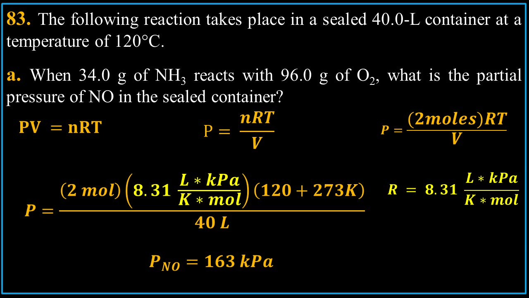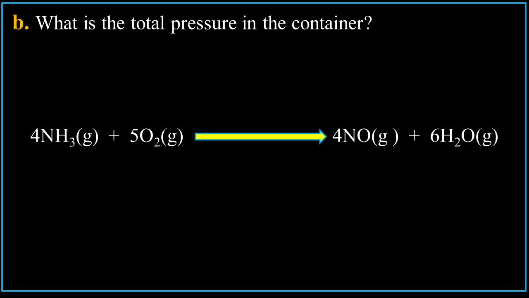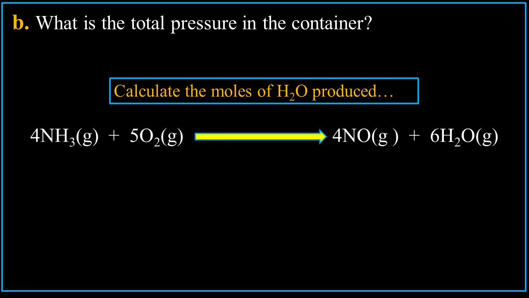What is the partial pressure of NO in the sealed container? 1.63 times 10 to the 2 kilopascals. That's specifically the answer to that. Now, what about B? B is what is the total pressure in the container. So I have to add up all the partial pressures.